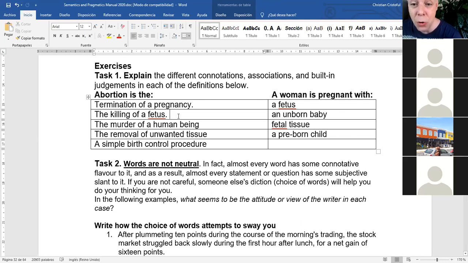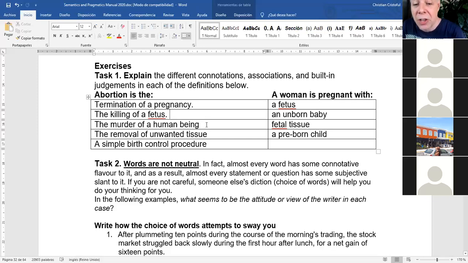Well, the word killing is full of, and we're running out of time, the word killing is full of negative connotations. And the word fetus also, feminist people will differ with me probably, but for me it's negative.